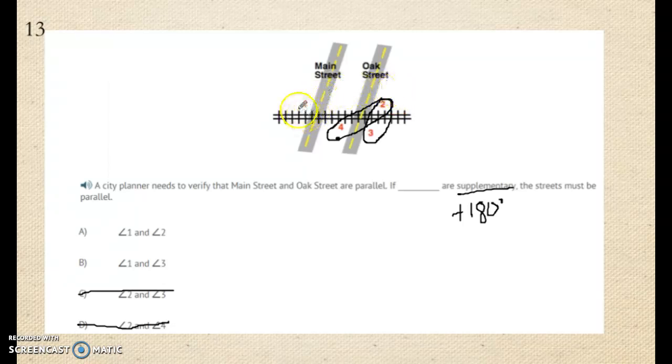And if you can imagine, this angle right here, that obtuse angle, that's actually the same as that one. So you could kind of shift one over. Those are corresponding angles. And then you can kind of see that 1 and 2 do form a linear pair in this situation, so they are supplementary.